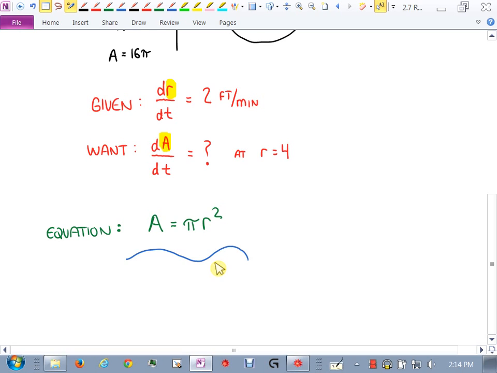Why was it that when we were doing dy dx, when we got to x, the derivative of x was 1? Why?